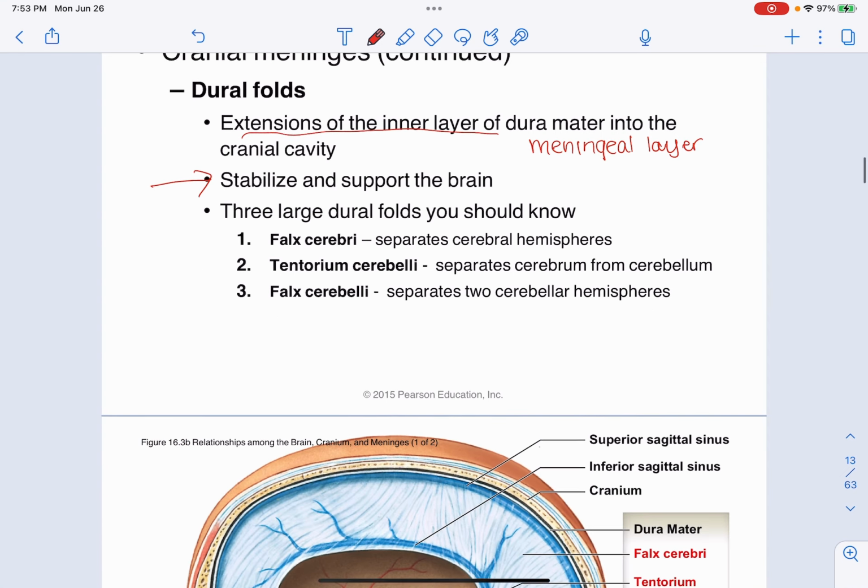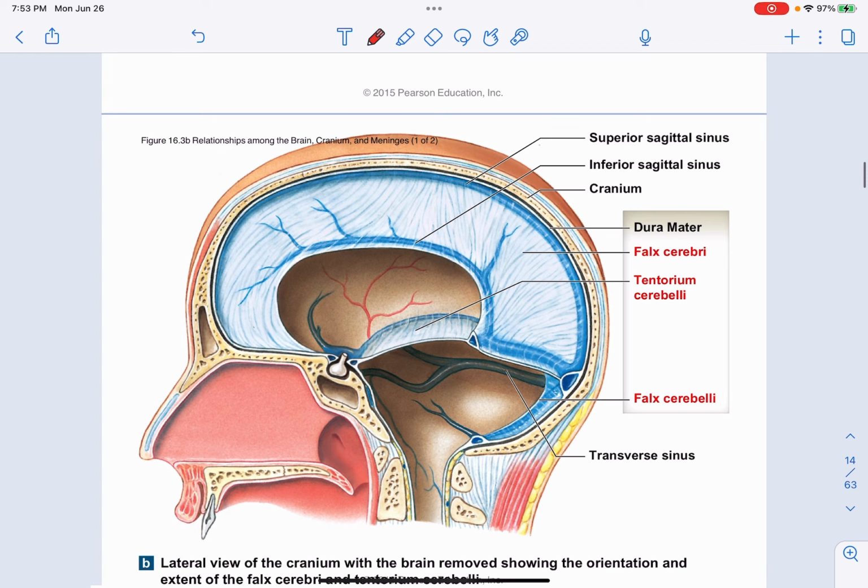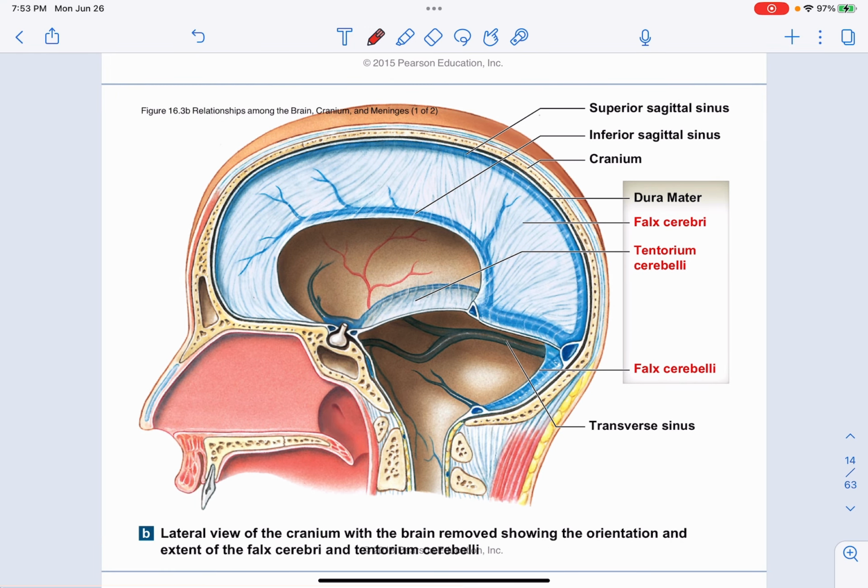Let me show you what these are, because I think it's easier to see on an image. Let's talk about the falx cerebri first. So this is a sheet of dense, irregular connective tissue that separates the left and the right hemispheres of the cerebrum. So you can see this in the image right here. This material right here is dividing the left and the right hemisphere. And it's anchored here at the back. So right about here, it's anchored by the occipital bone.